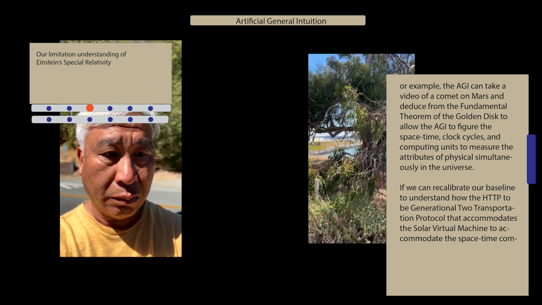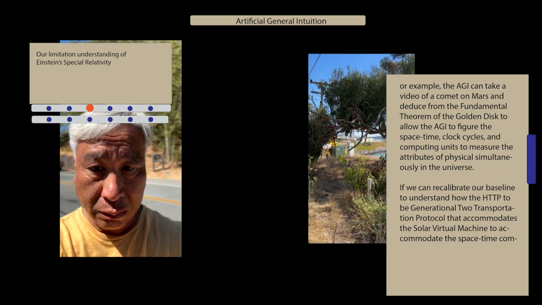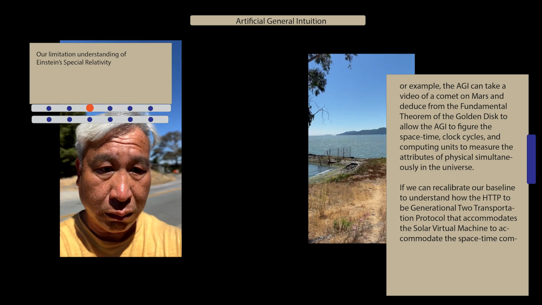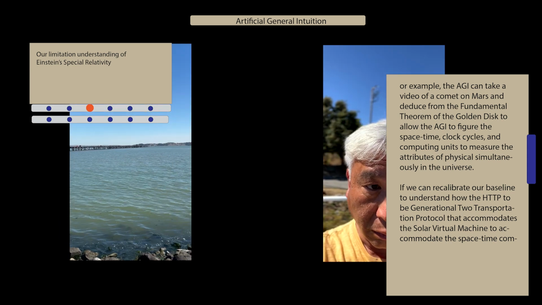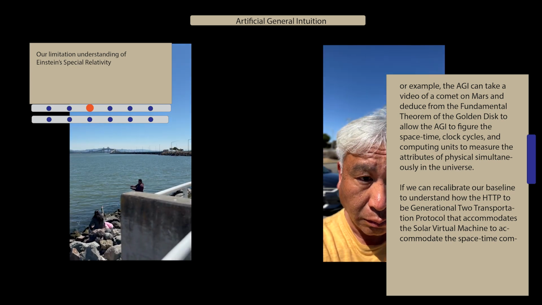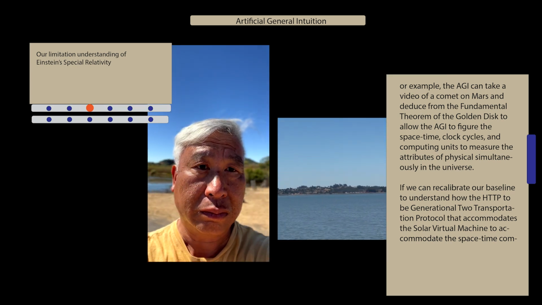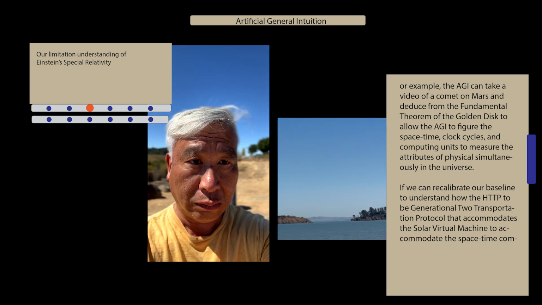For example, the AGI can take a video of a comet on Mars and deduce from the fundamental theorem of the golden record to allow AGI to figure out the spacetime clock cycles and computing units to measure the attributes physically simultaneous in the universe.